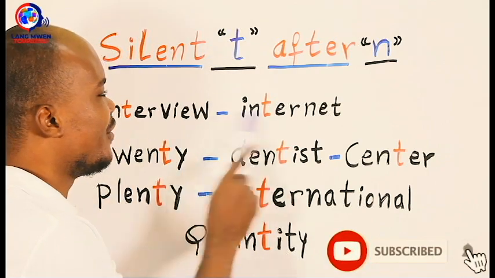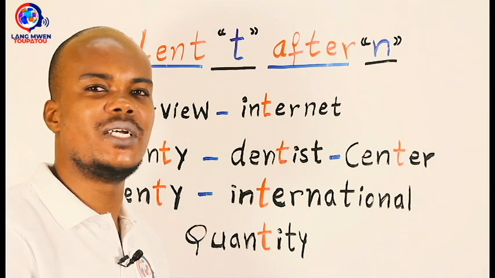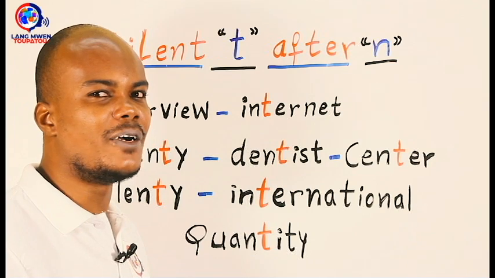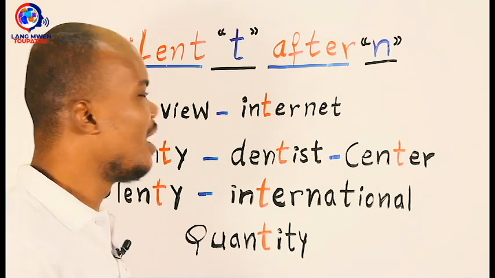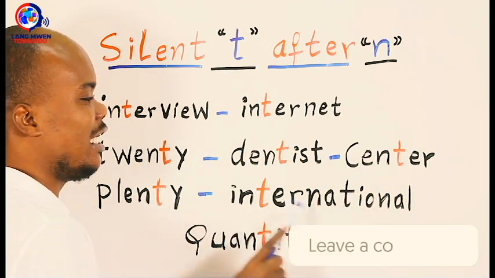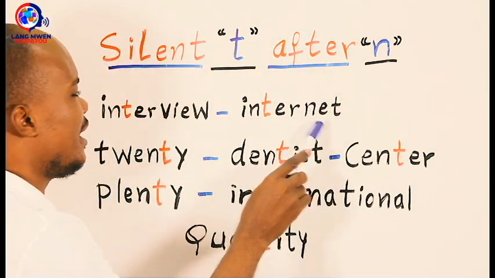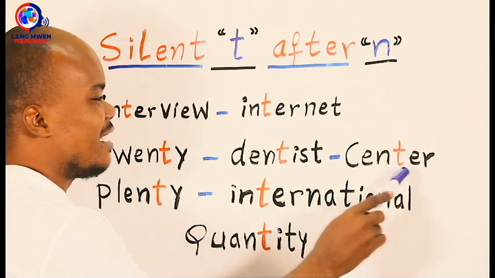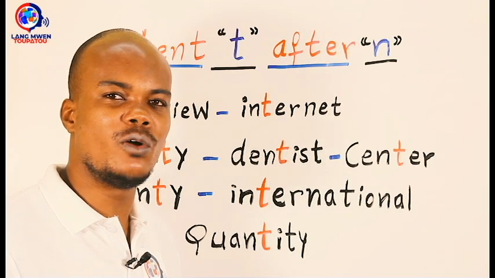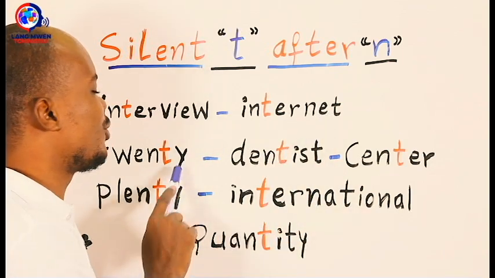You say interview, internet, twenty, but some people say it differently: you say twenty for British English and you say twenty for American English. In this lesson, I'm going to focus on American English. If you say interview, internet, twenty, dentist, center, plenty, international, quantity, it's very good. I'm sure you've already heard one of these sounds. Maybe interview, internet, twenty.